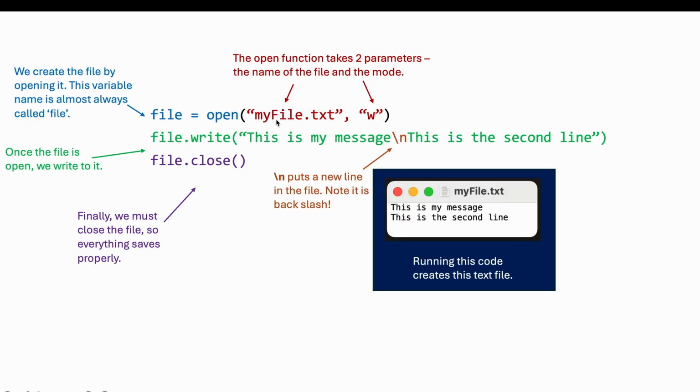So when you run all this code, it opens your file, it creates it if it does not already exist, it writes the message to that file, and then it closes the file. So here it'll say, this is my message, and this is the second line, and you can see it's called it myfile.txt, and that's myfile.txt here. So it's a separate file, and it's just saved data to an external file.